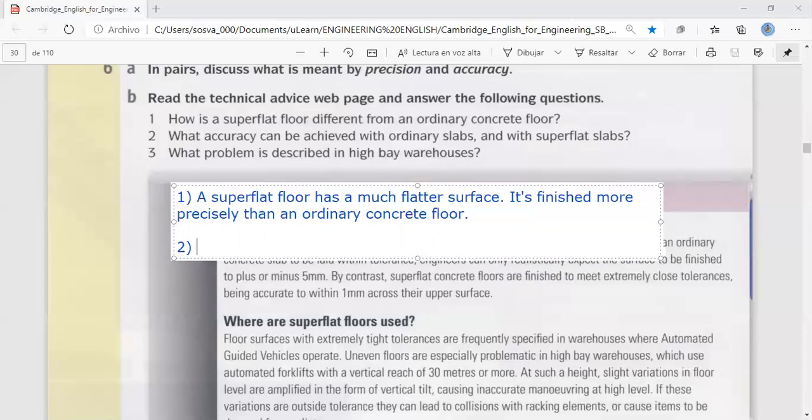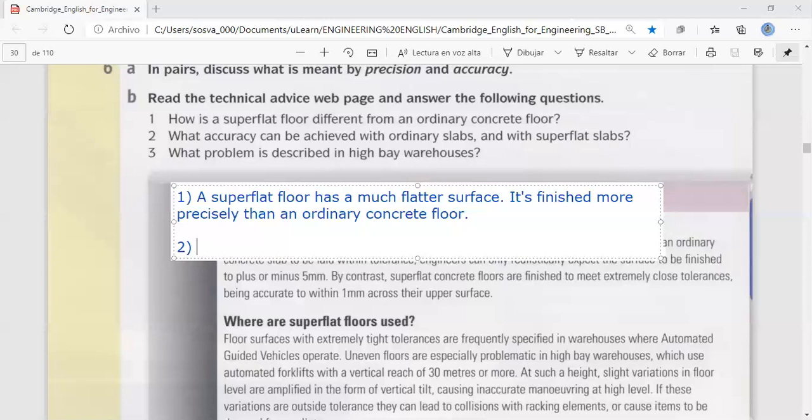Okay. So let's talk about accuracy now. What accuracy can you achieve? That means, what can you get with ordinary and super flat? Well, in this case, it's necessary to get values that are accurate, talking about ordinary slabs and super flat slabs, right? So we're going to talk about a number actually.